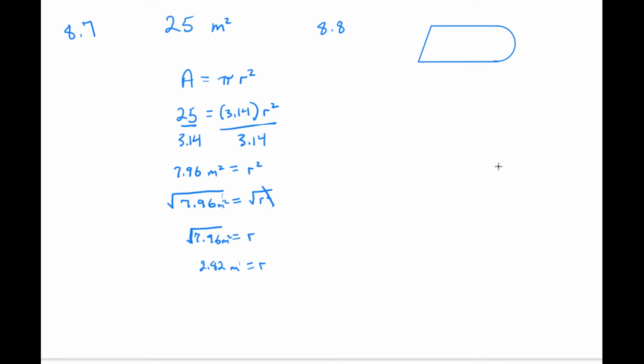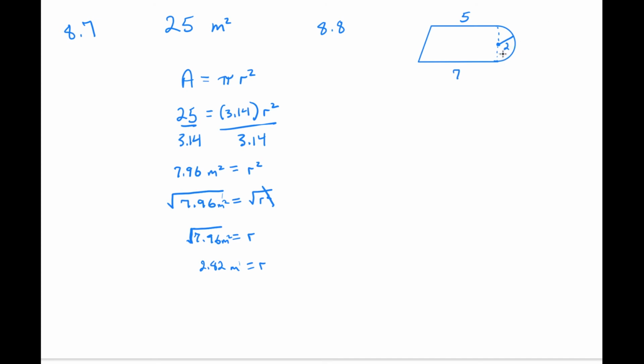So our measurements that we're given are, this is 5, this is 7, and then we have our diameter here, and this is our radius, and it's a radius of 2. All right, so this is the shape. We have to find the area. So the first thing we need to do is break it down into recognizable parts. Okay, we have a half circle with a radius of 2, so we can go ahead and do that part.